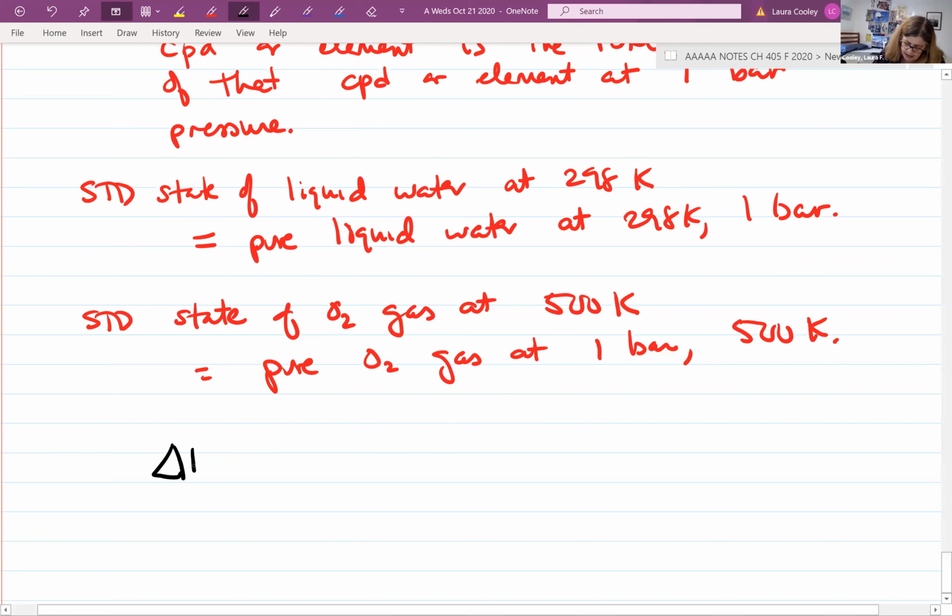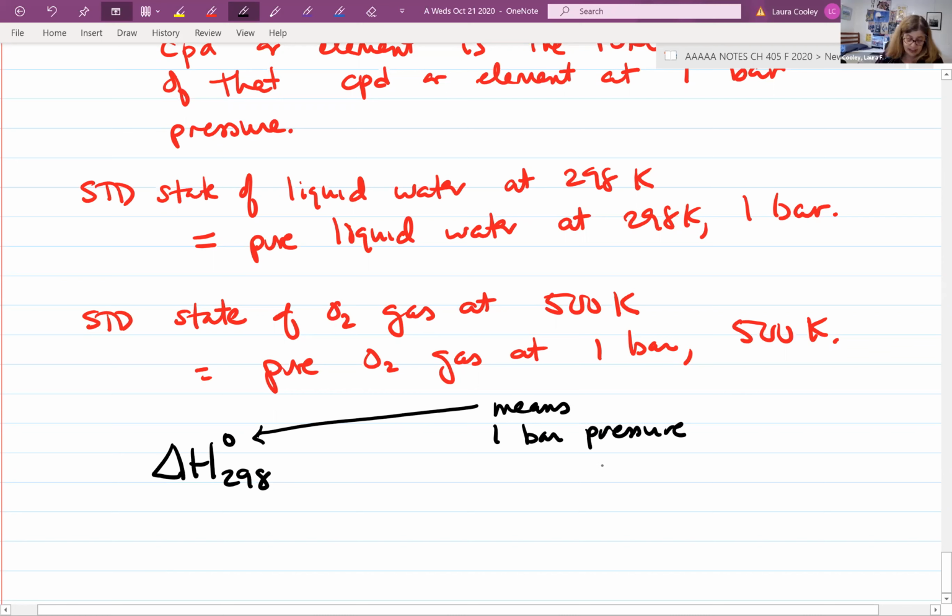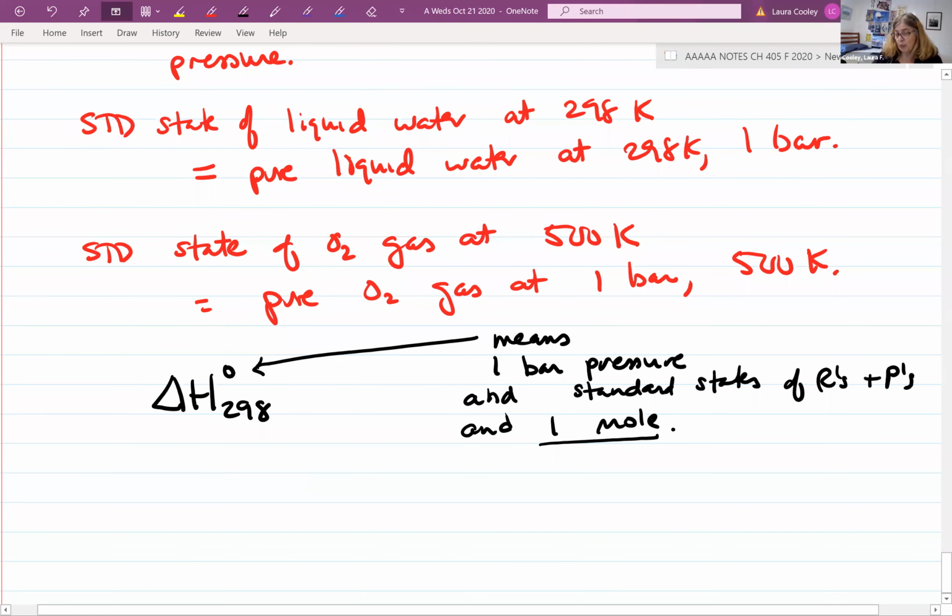And we use this symbol to represent a standard enthalpy change. And this little 0 that I've told you before means 1 bar. I may have said 1 atmosphere. I apologize if I did. It means 1 bar pressure and standard states of reactants and products. In other words, everything is pure. And it also refers to 1 mole. And I'm going to talk a little bit later about what I mean by per mole.